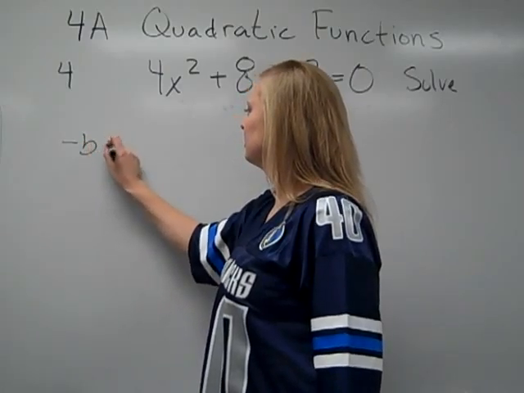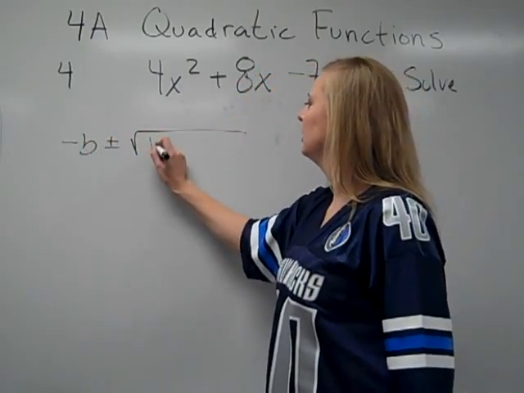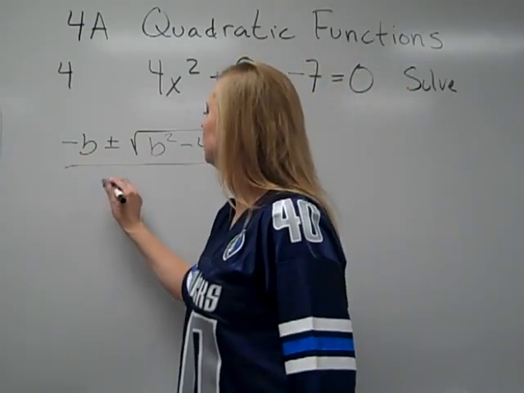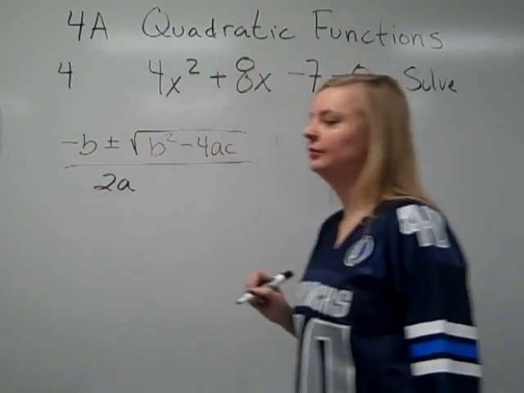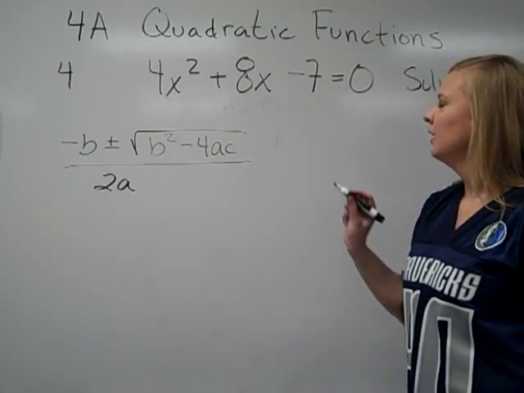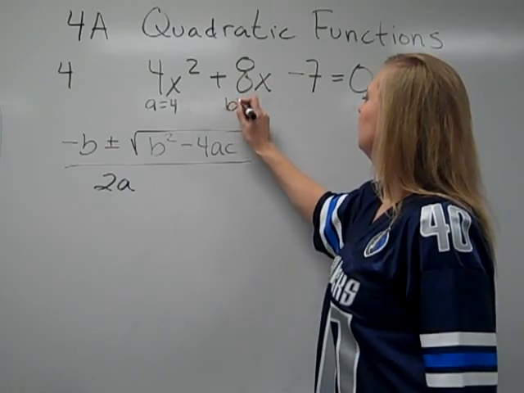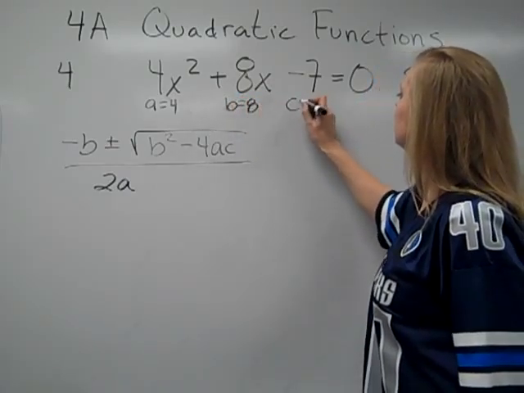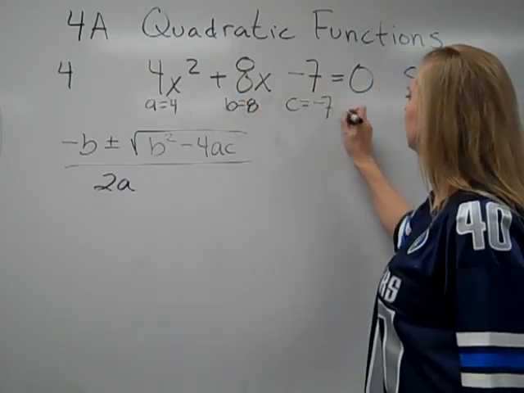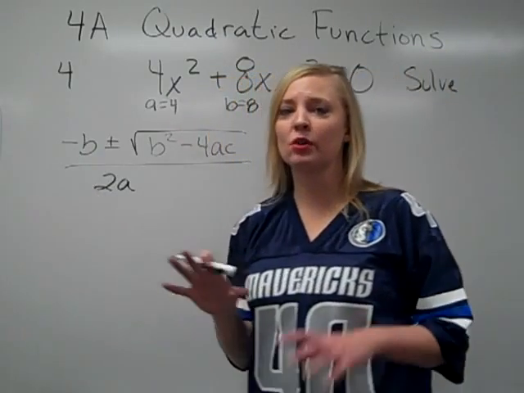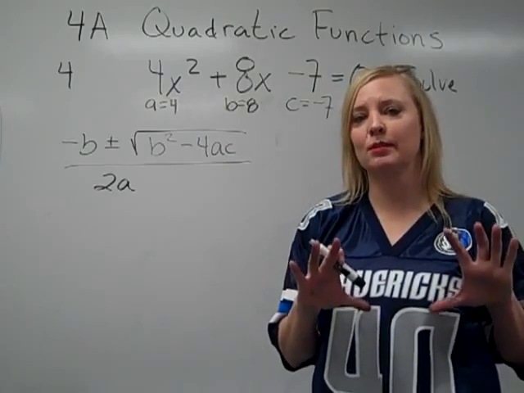Negative b plus or minus the square root of b squared minus 4ac all over 2a. In this case, a is 4, b is 8, and c is negative 7. So in the first step, we're not going to do any thinking. We're simply going to substitute.